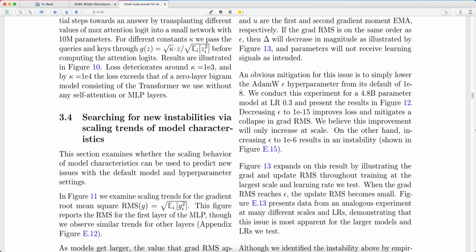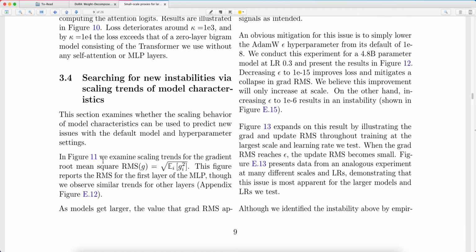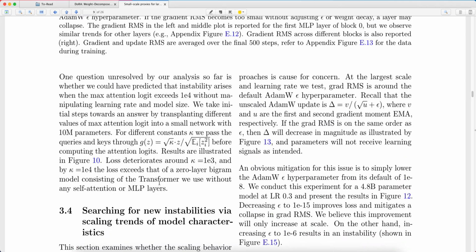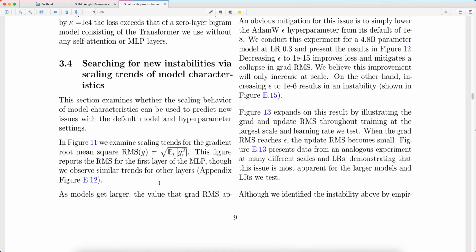Searching for new instabilities via scaling trends of model characteristics. This section examines whether the scaling behavior can be used to predict new issues. We examine scaling trends for the gradient root mean square. RMS of gradient is the gradient squared average, square root. This figure reports the RMS for the first layer of the MLP, though we observe similar trends for other layers. As models get larger, the value that grad RMS approaches is cause for concern.